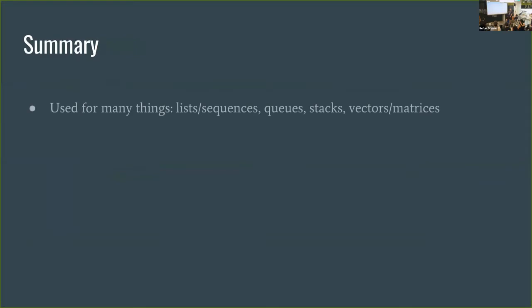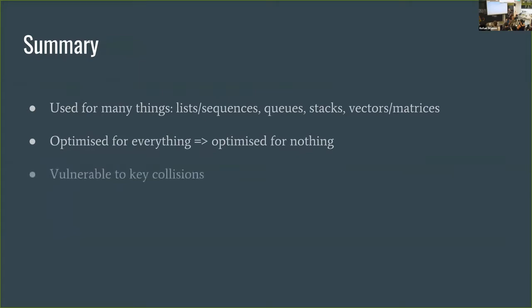So what do we know about arrays so far? It's used for many things, like you can implement a lot of stuff in arrays, that's fine. It's optimized for everything, or tries to be optimized for everything, so it's optimized for nothing on the flip side. It's extremely vulnerable to key collisions, and you can artificially cause that to happen. And hashing can be really costly in case of large data sets.